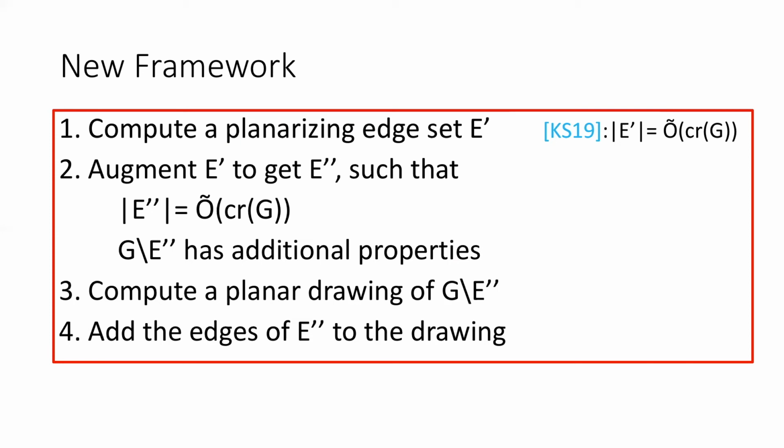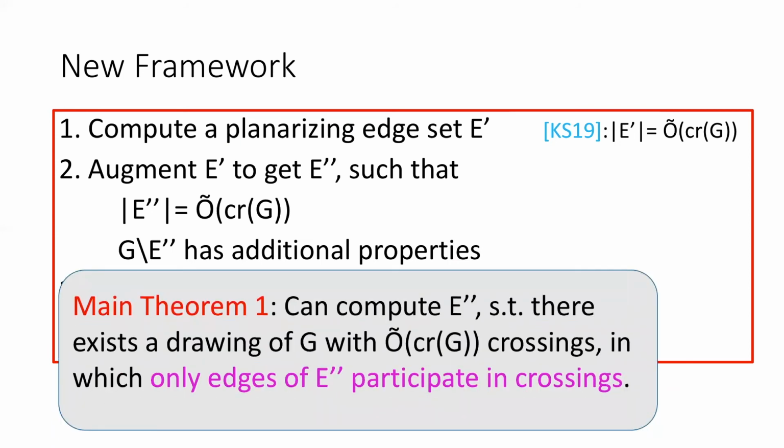Well, we show that it actually does. So our first main theorem shows that we can efficiently augment the set E prime obtained from the first step to E double prime, such that there exists an approximately optimal drawing of G in which only edges of E double prime participate in crossings. Okay. Note that this is stronger than just saying that there exists a nearly optimal drawing of G in which the induced drawing of G minus E double prime is planar, which is equivalent to saying that any crossing involves at least one edge of E double prime. And now we are requiring that every crossing involves only edges of E double prime.